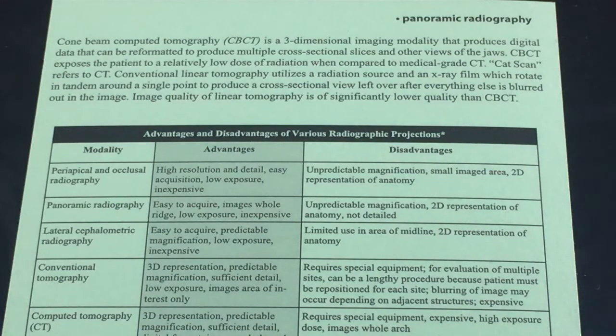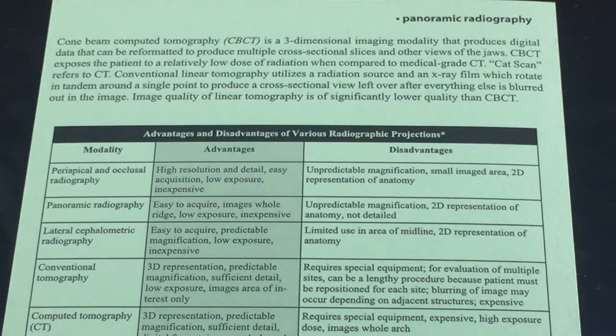Conventional linear tomography utilizes a radiation source and an X-ray film which rotate in tandem around a single point to produce a cross-sectional view, left over after everything else is blurred out in the image. Image quality of linear tomography is of significantly lower quality than CBCT, than CAT scans.